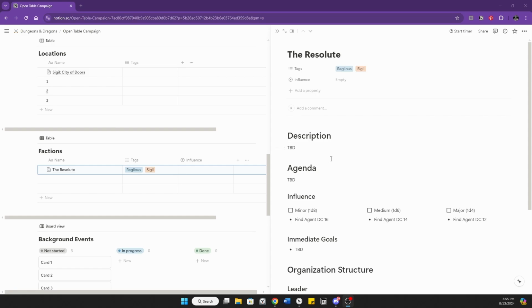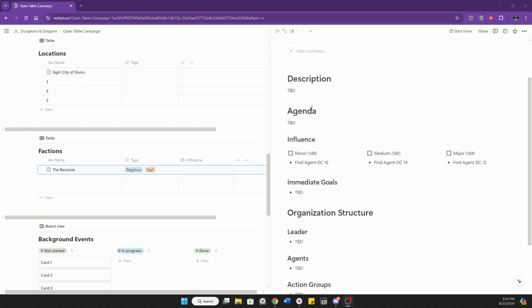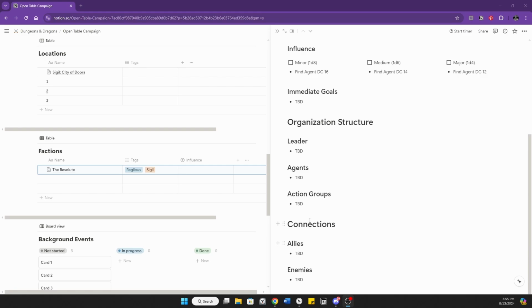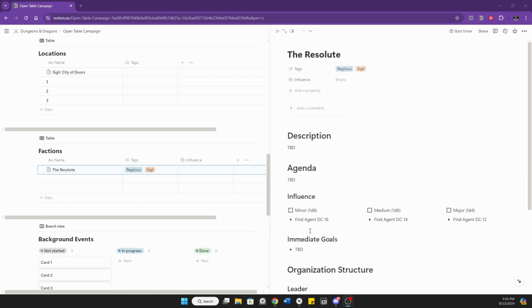So in general, we're creating a description of the faction. We are outlining their agenda and goals. We're talking about their organizational structure and then some connections outside of themselves to the rest of the world. For the example I'm going to be using today, I'm building out the Resolute. They are a faction that already exists inside my campaign setting. They existed in the adventure that I previously ran in Sigil, which, if you watched the previous video, you'll know is the home base that I've created for this. And so I'm going to go ahead and flesh them out today.